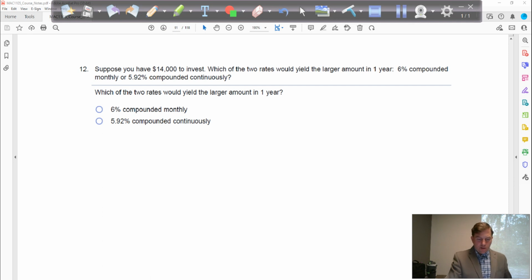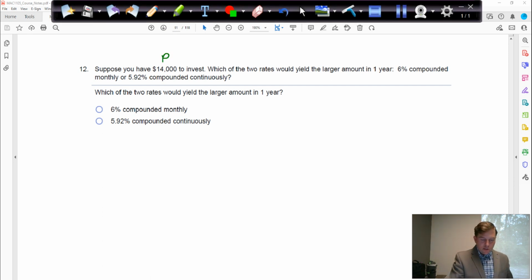So we have 14,000 invest. That's your principal investment P. We have 1 year, so that's the time. We have one rate that's 6% compounded monthly, so N is 12. Or we have a second rate, let's call this rate 1 and rate 2, compounded continuously, so we're going to use the E formula. So let's find the future amount when we're compounding monthly.